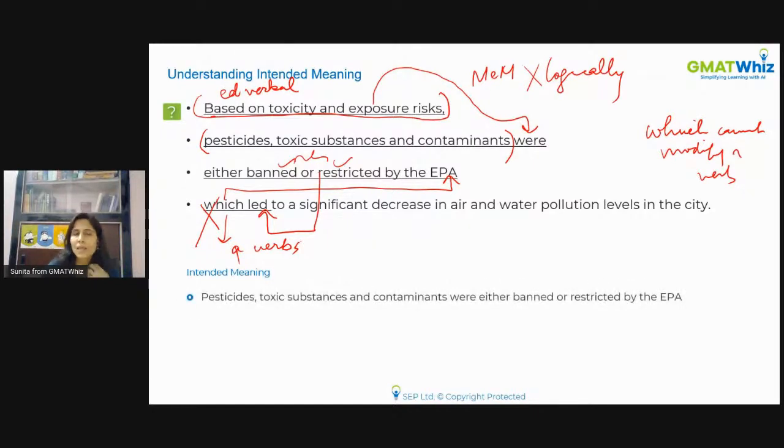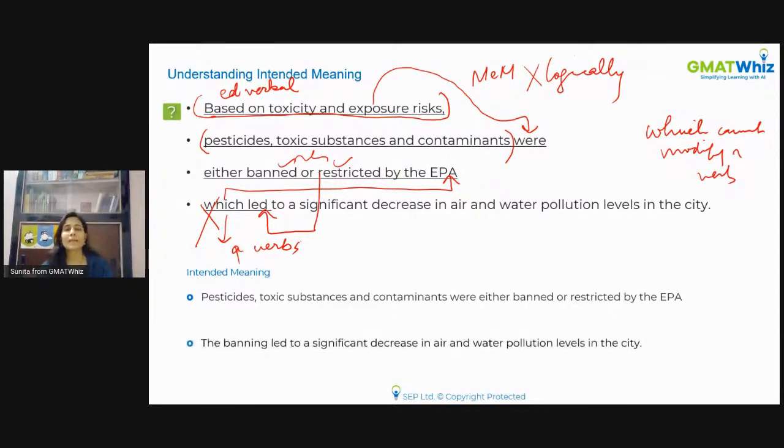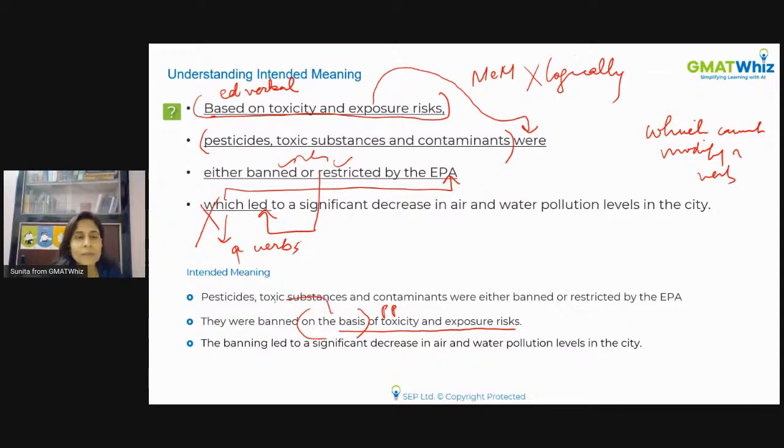The intended meaning is these substances were either banned or restricted by the EPA, and the banning led to a significant decrease in air and water pollution levels in the city. They were banned on the basis of toxicity and exposure risks. You can see, therefore, that this on the basis of toxicity and exposure risk, okay, on the basis is actually a prepositional phrase, and this can modify the verb were banned. All right, the relationship is very clear. So that was the error here in the original sentence.